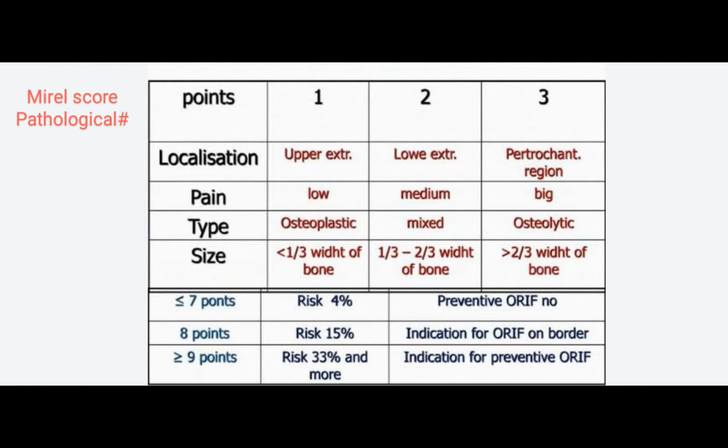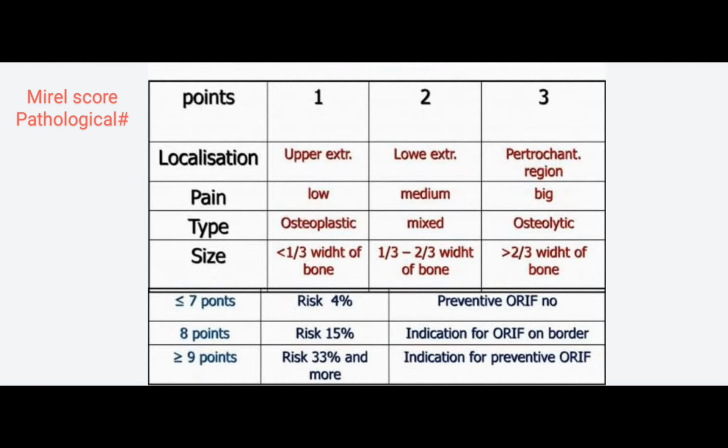And size less than 1/3, 1/3 to 2/3, and more than 2/3 width of the bone. So these 4 points we see: where the fracture is located, what is the amount of pain, what is the type of lesion, and what is the size. So if the total point is less than 7, then the risk is 4% and preventive open reduction internal fixation is no. Means we don't need to do open reduction internal fixation.